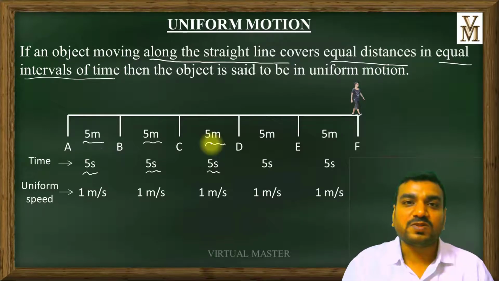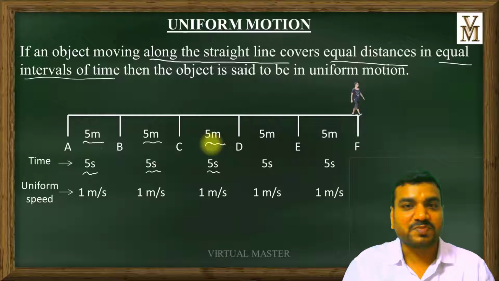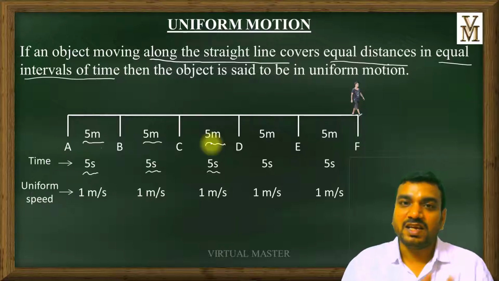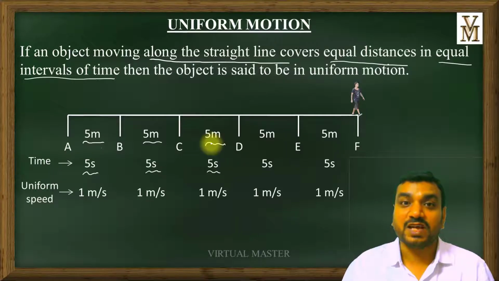So what is uniform speed? If the object is covering equal distances in equal intervals of time, then the speed of the object is said to be uniform speed. Similarly, if the object is covering equal distances in equal intervals of time without changing its direction, then the velocity of the object is said to be uniform velocity. I hope everyone has understood the concept of uniform motion, uniform speed and uniform velocity.